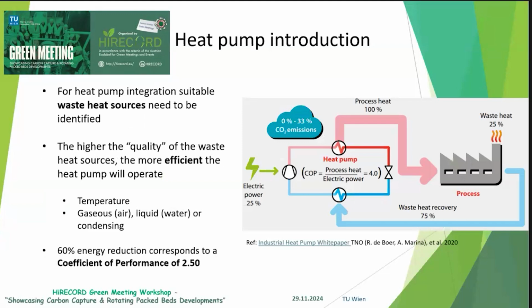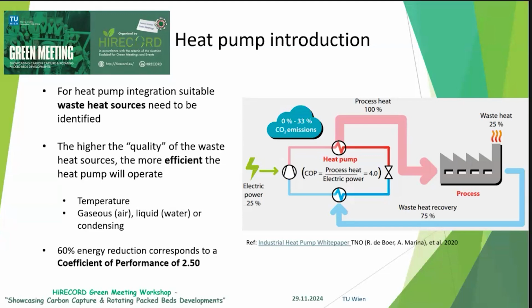So this is a general schematic of what a heat pump looks like. We have electricity going in, and we have a waste heat source, and then via the first law of thermodynamics, we end up with a certain amount of process heat. The reason we have electricity input is because we use a compressor to elevate the temperature of the low temperature waste heat sources up to the required temperature level of the process.